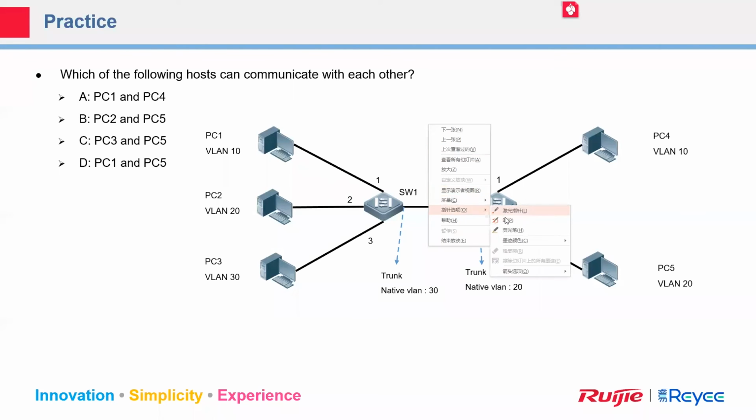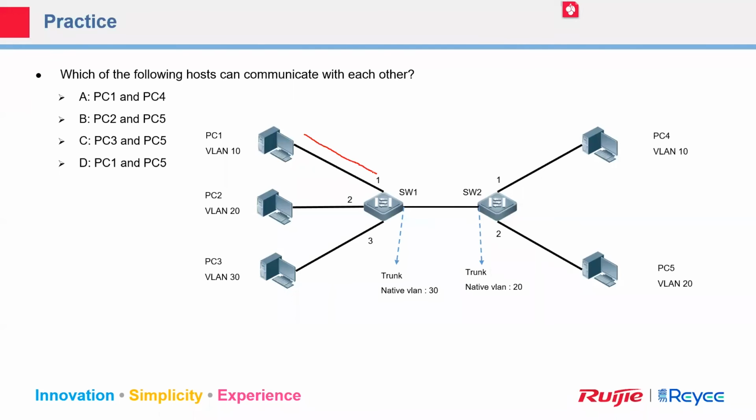I will add the pen. PC1 sends to switch 1, we add VLAN 10. And finally, only this interface can send out the packets, right? Carry the VLAN 10 or delete it? Will I remove the tag or not? It depends on whether this VLAN and your native VLAN are the same or not. If they are the same, I will delete it. If not, I will carry the packets out with the tag.